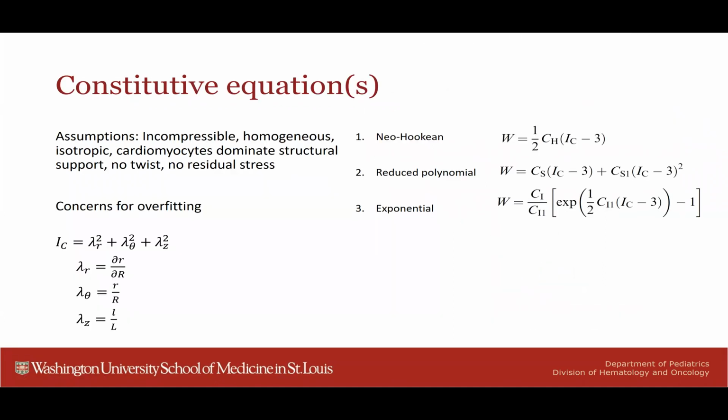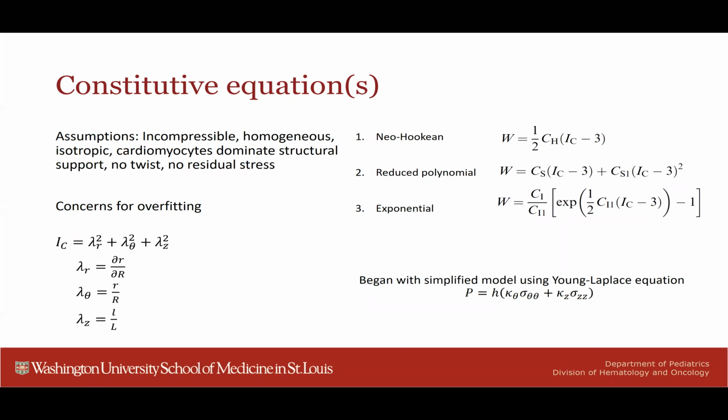And then we have, of course, the circumferential direction as well, and then the radial direction going outward. We looked at 3 different constitutive equations because at this point, we don't really have a well-accepted equation that's been used for the early embryonic heart, and we certainly don't have an equation for the zebrafish. So we assumed that the heart was incompressible, homogeneous, isotropic. We assume that cardiomyocytes are really dominating the structural support of the heart and that there's no twisting and no residual stress. With that, we looked at the Neo-Hookean model, reduced polynomial model, and the exponential model. All of these assume isotropy and use the first strain invariant. And then for an equilibrium equation, we started as simple as we could with the Young-Laplace equation, and then extended from there into some finite element analysis. The Young-Laplace equation was used really for our 2D experiments.